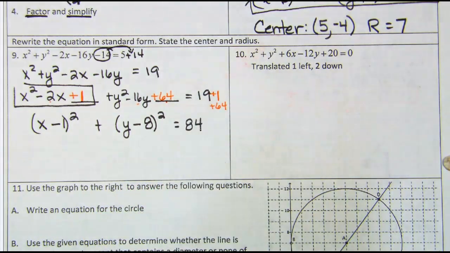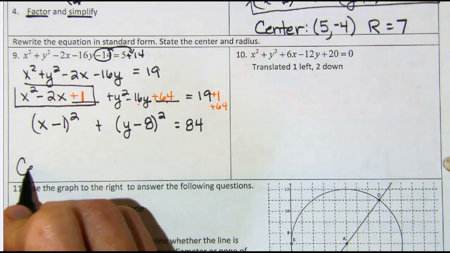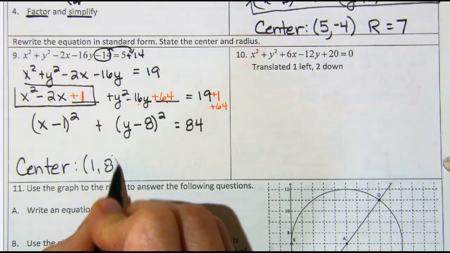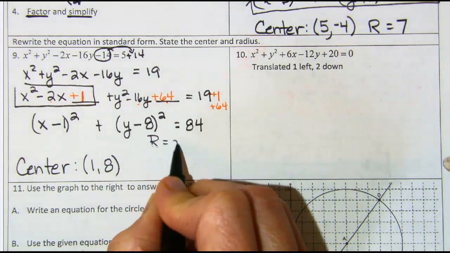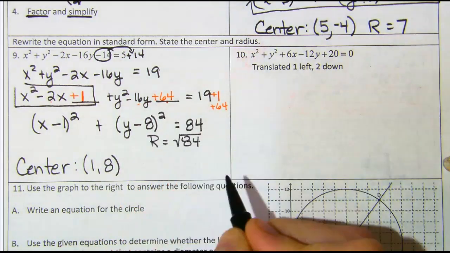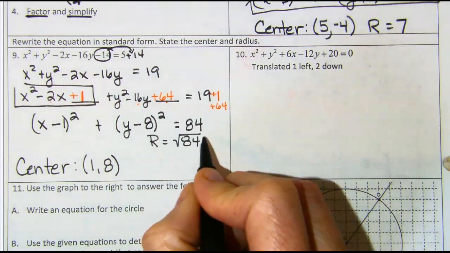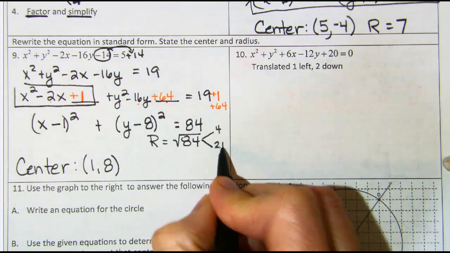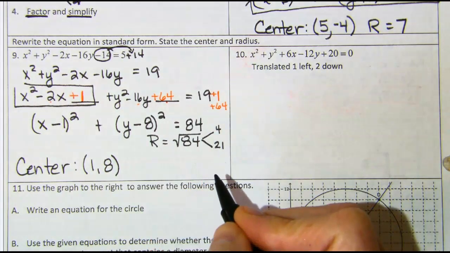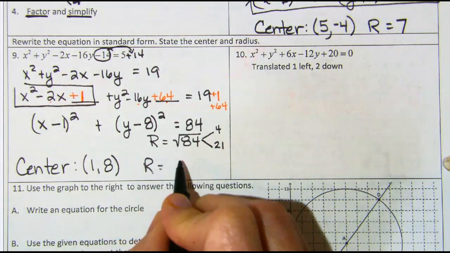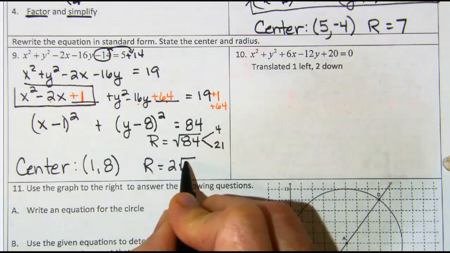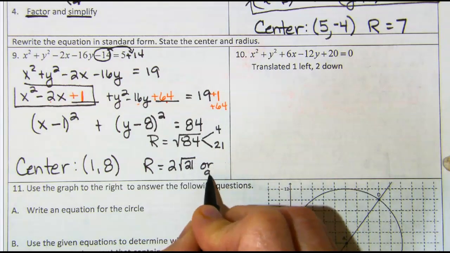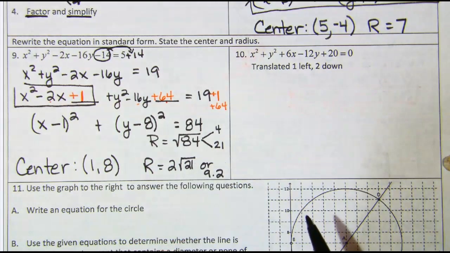There's my standard form equation. The center is going to be (1, 8). The radius is going to be square root of 84. Break down 84, okay? That is going to be 4 times 21. So if you break that down, the radius is going to be 2 square root 21, or if you type it in the calculator, it could be 9.2.